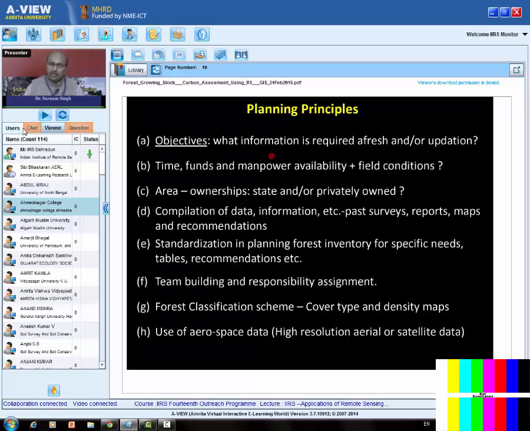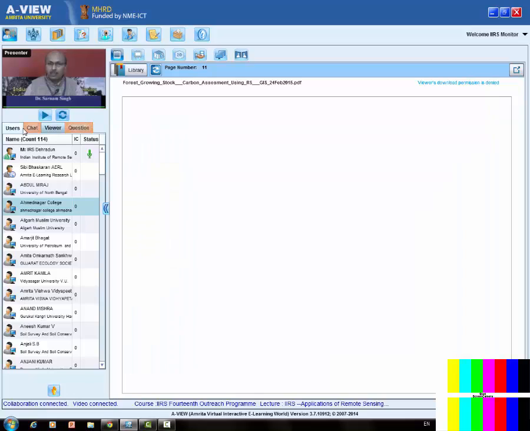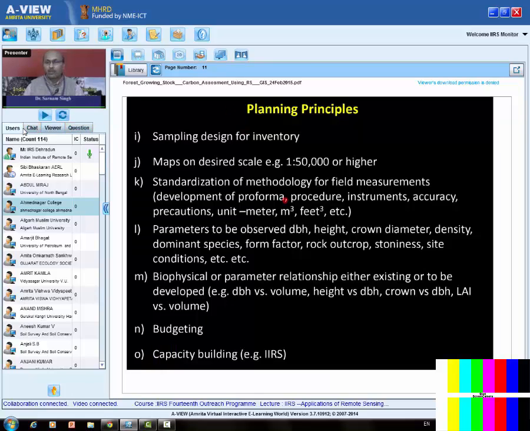Then comes the forest classification scheme, because we are going to talk about stratification. So remote sensing comes into the picture here, and forest cover type maps and forest cover density maps are very important inputs for the forest classification scheme. And then for the homogeneity map, I will be dealing with that a little later. Then use of aerial and space data: very high resolution data, if you can get aerial, that's fine, but very high resolution data, maybe IKONOS or Cartosat, or still high resolution data, are now available, so that's not a big issue. Next important thing is the sampling strategy, that is, the sampling design for inventory.